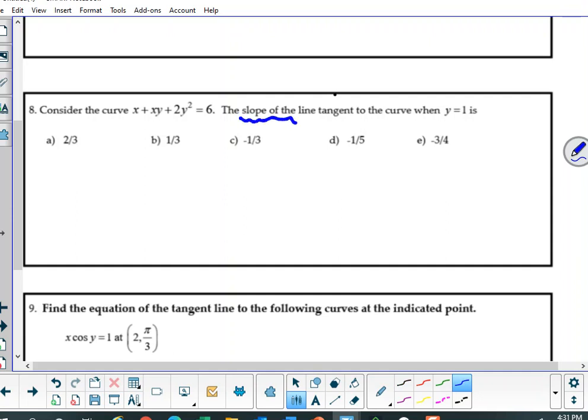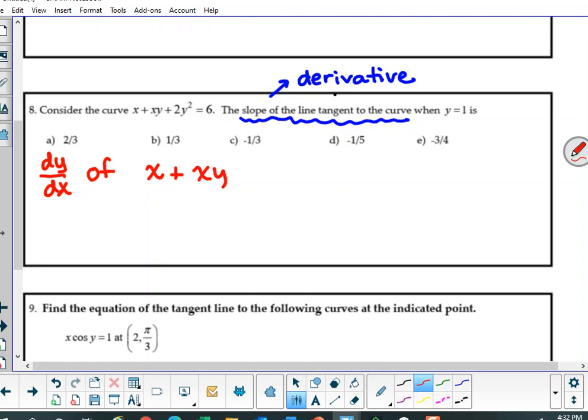Okay, so slope of the line, tangent of the curve. Hopefully we're all keyed in to when we're looking at a problem in calculus and they start talking about the slope of the tangent line, that they're asking for the derivative. So they want the derivative of x plus xy plus 2y squared equals 6 when y is 1.